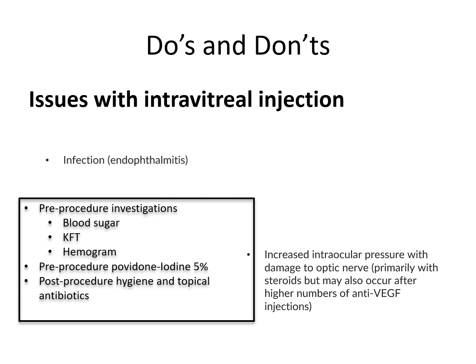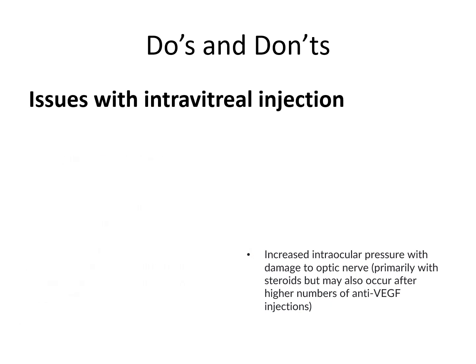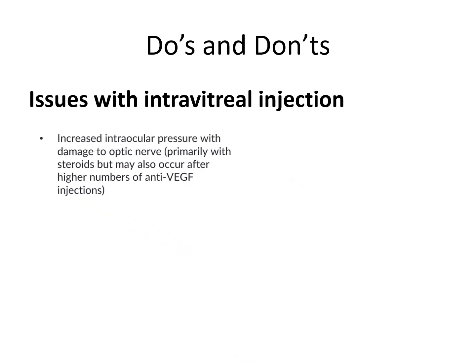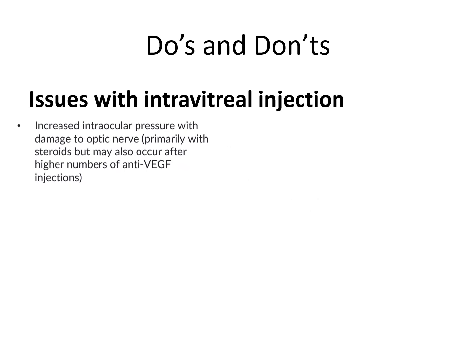Pre-procedure povidone iodine 5% in the conjunctival sac will eliminate the possibility of excessive flora being there, and post-procedure hygiene and topical antibiotics are to be managed so that there is no chance of post-injection infection. If these things are taken care of, the possibility of post-injection endophthalmitis is nearly eliminated. The last issue which remains with us is intraocular pressure elevation, which is usually mentioned in terms of post-injection rise in long-term follow-up, and this is usually associated with steroids.